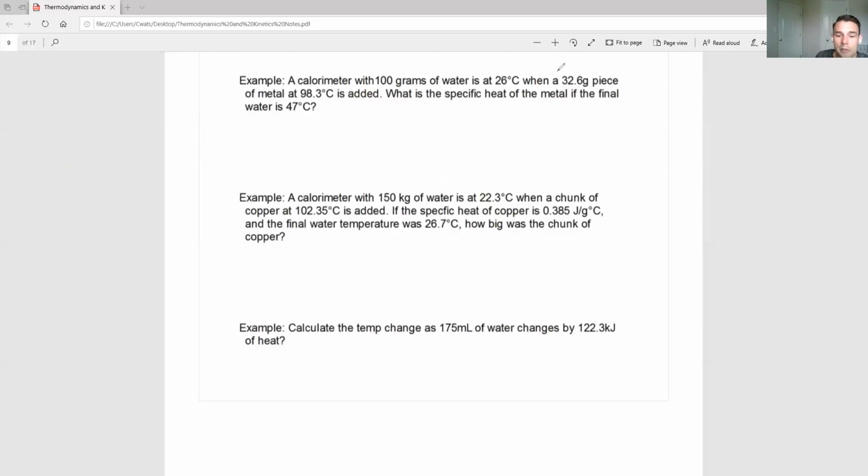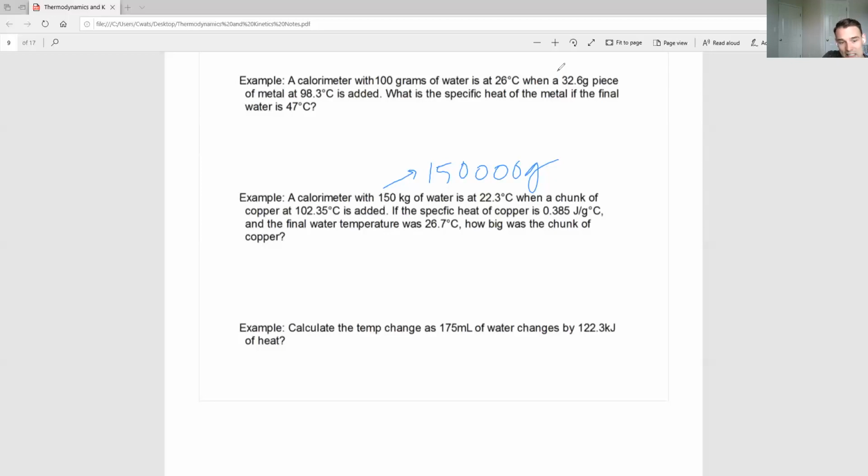Example 2: a calorimeter with 150 kilograms of water. I'm going to just turn that into grams. Is at 22.3 degrees Celsius when a chunk of copper at 102.35 degrees Celsius is added. If the specific heat of copper is 0.385 joules per gram degrees Celsius and the final water temperature is 26.7, how big was the chunk of the metal?